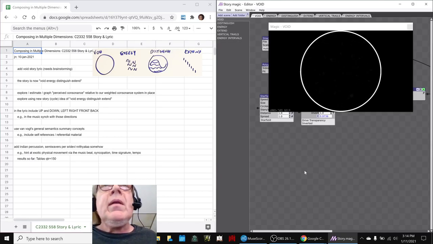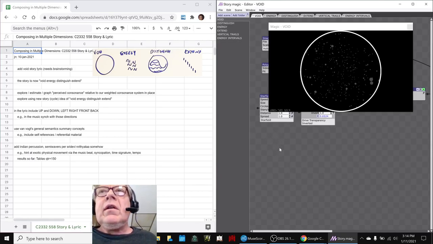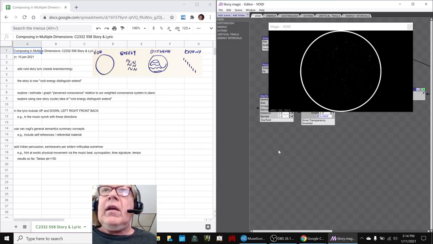Okay, this is going to go on a long way, but that's okay. So here we have our pattern for void. Here we have our pattern for energy. Here we have our pattern for distinguish. And here we have our pattern for extend.